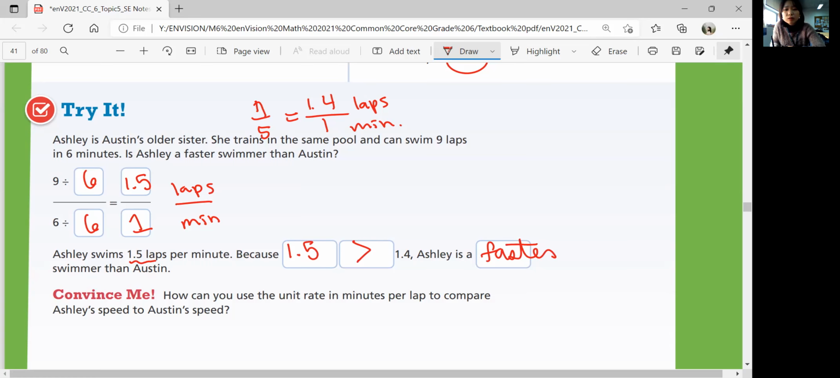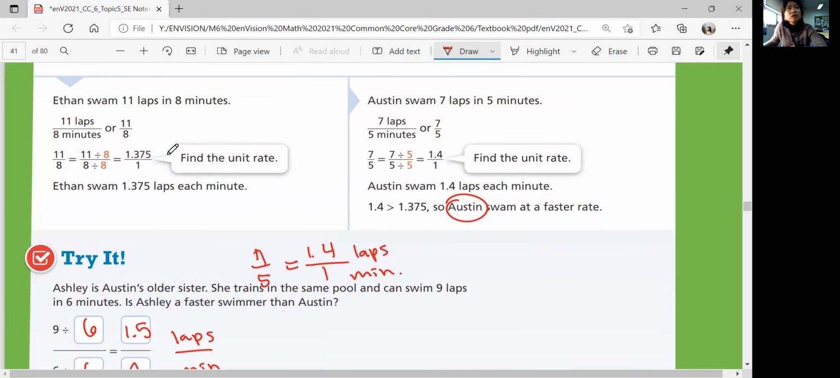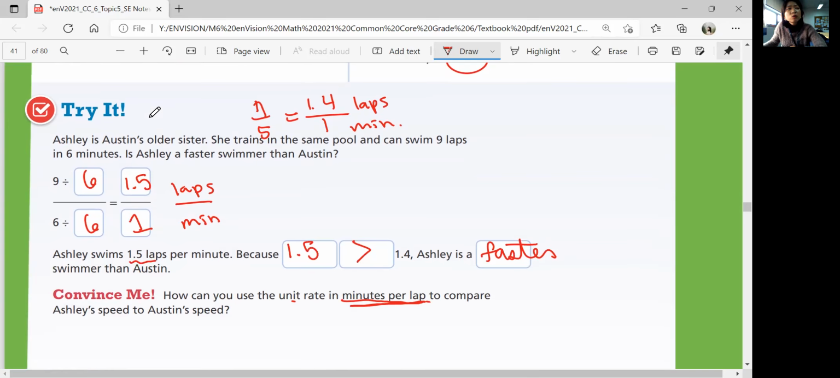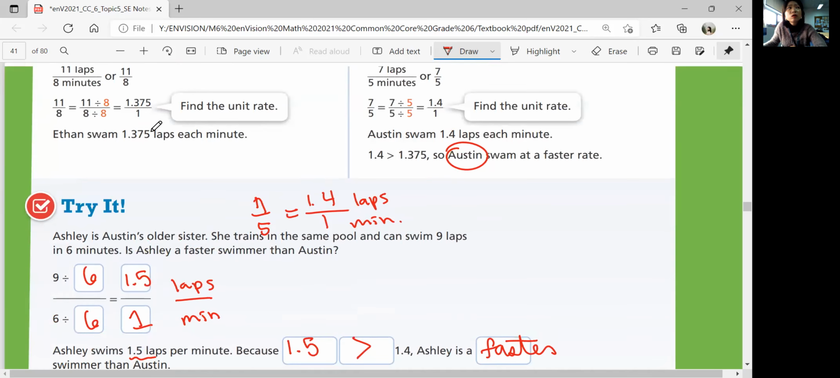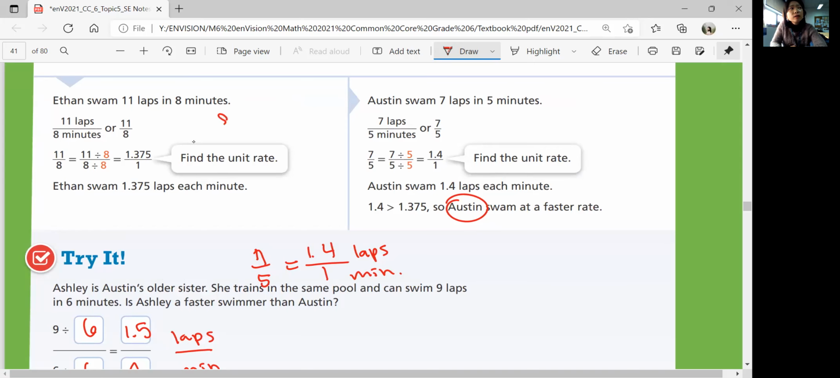Convince me, how can you use the unit rate in minutes per lap to compare Ashley's speed to Austin's speed? How can you use the unit rate to compare Ashley's speed to Austin's speed? Austin, we have to use the minutes per lap unit rate. So the one we got on top is laps per minute. So we need to find minutes per lap, which means you flip it.